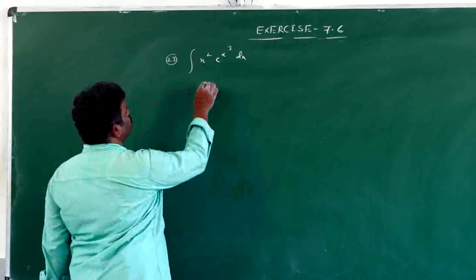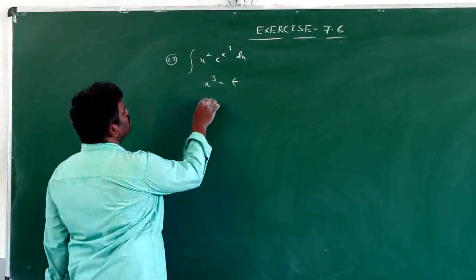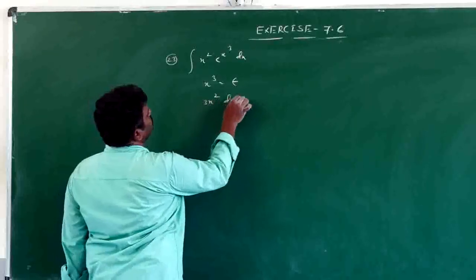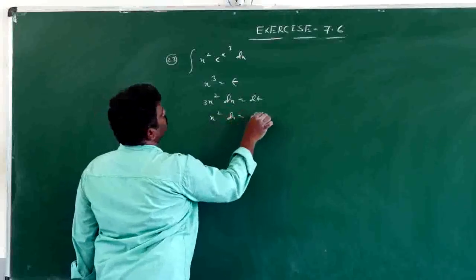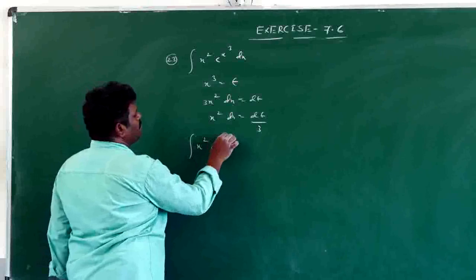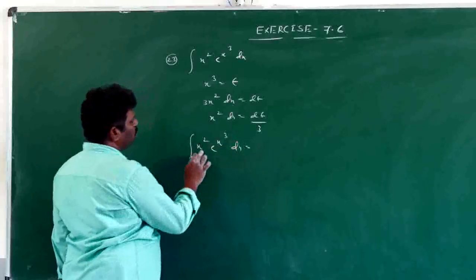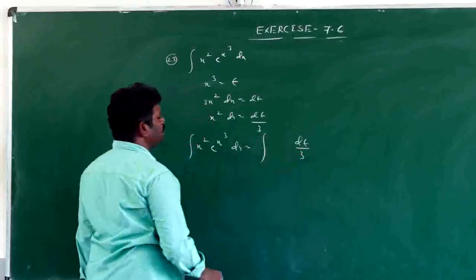So here if we take the substitution x cube is equal to t, x cube is equal to t means 3 into x square dx is equal to dt. Then x square dx is equal to how much? dt by 3. So integral x square e power x cube dx is equal to, x square dx is equal to dt by 3, the integral of this value.